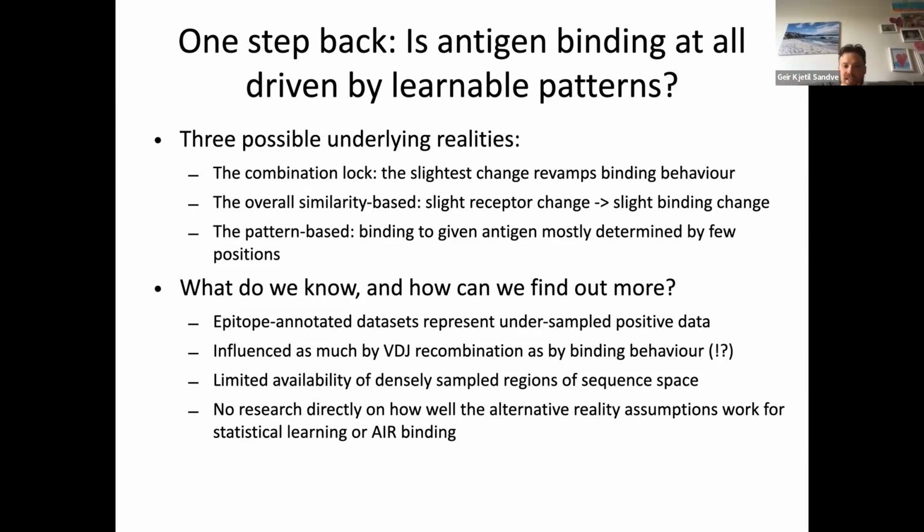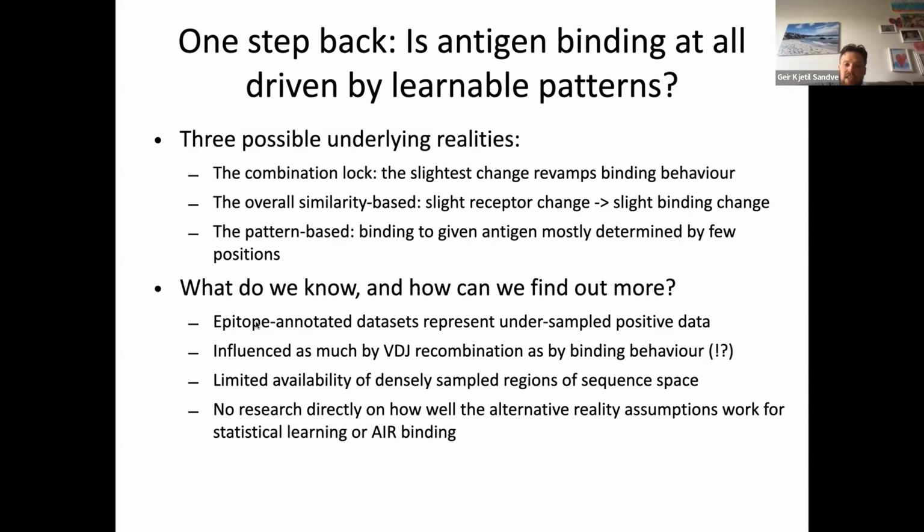The third is the pattern-based assumption, where you would say that the binding to a given antigen is mostly determined by a few positions. So these few positions are in contact with the antigen, for instance. If they are present, the rest of the positions don't matter so much. If that holds, you can also learn, because you can learn these rules that have much fewer parameters than if you need to learn it in a combination lock setting. So what do we know? Well, if we go directly at it, we have epitope-annotated data sets. They typically represent only positive data, and they are very undersampled compared to all the data points you could have.